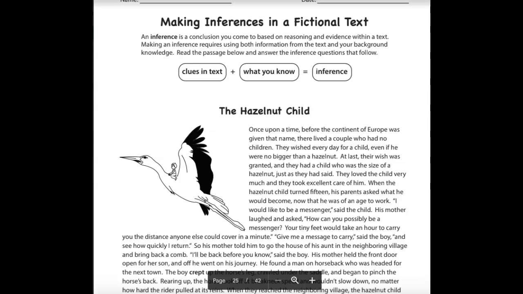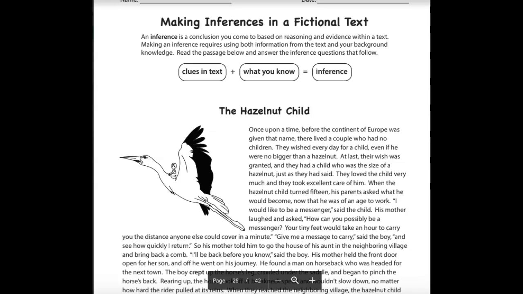So let's take a look at day 4. It says making inferences in a fictional text. An inference is a conclusion you come to based on reasoning and evidence within a text. Making an inference requires using both information from the text and your background knowledge. Read the passage below and answer the inference questions that follow. So you got clues in the text plus what you know equals inference.